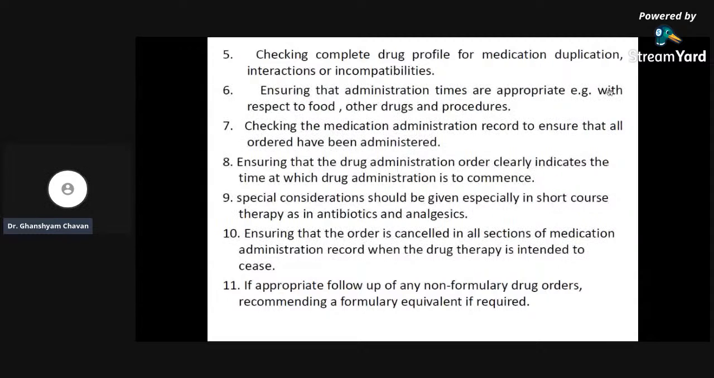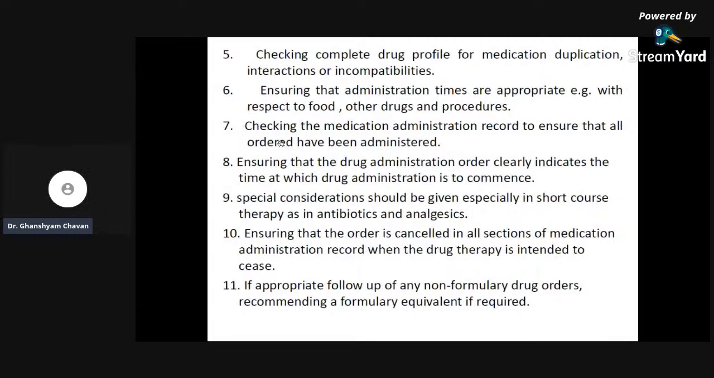And also with respect to food, suppose some drugs are advised to be taken with milk, or you should take them on an empty stomach, and if you are not taking them accordingly, that creates some problems. Then with respect to other drugs and procedures, there are lots of drugs that certain drugs should not be taken with another drug, as it will produce drug interactions. So for avoiding that also, we should take the drug properly.